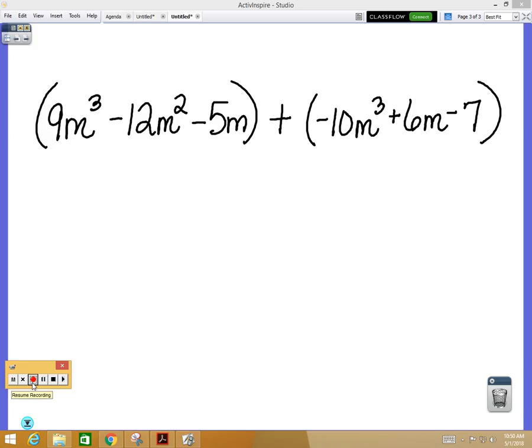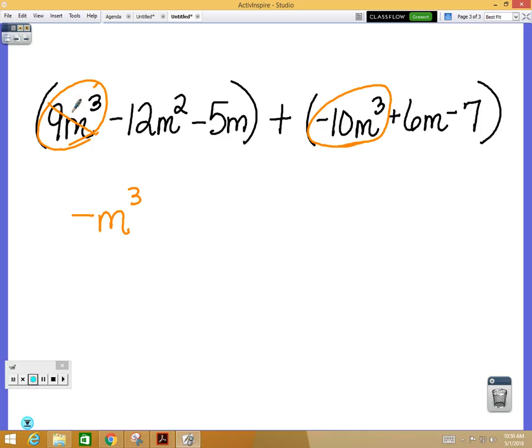Let's see what you came up with. So when I look at these two separate polynomials, I see the highest degree, the highest exponent is a 3, and both of them have an m to the third power. So that means I can combine those two terms together. 9 minus 10 is -1. We've talked before that you don't really write that 1, so it's just going to be -m to the third power. So those are done.